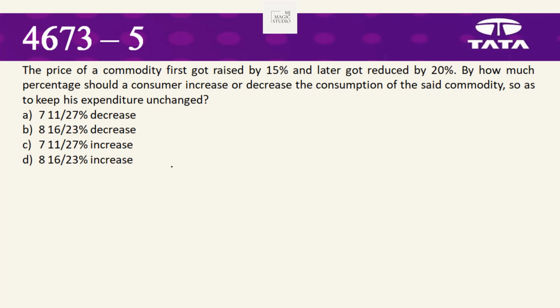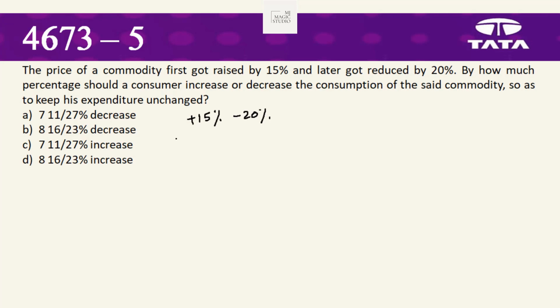The price of a commodity first got increased by 15% and later got reduced by 20%. By how much percentage should a consumer increase or decrease the consumption of the said commodity so as to keep his expenditure unchanged? First, we need to find the final change in the price of the commodity.